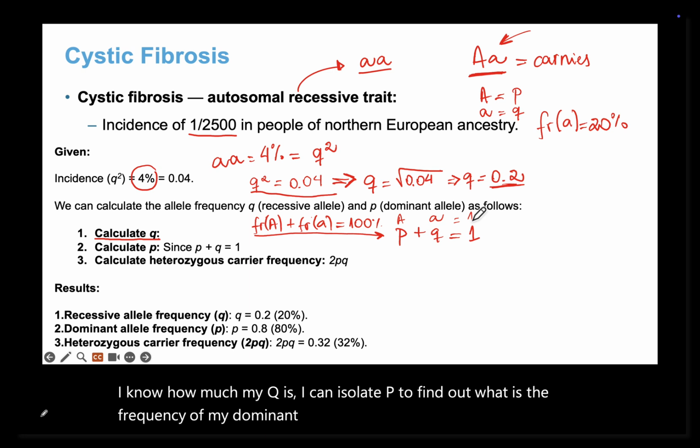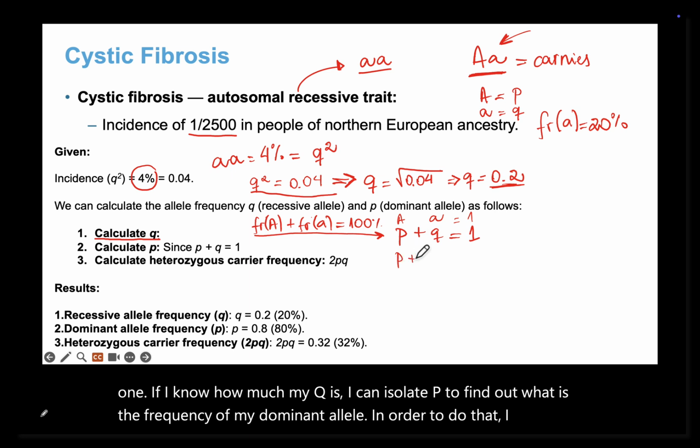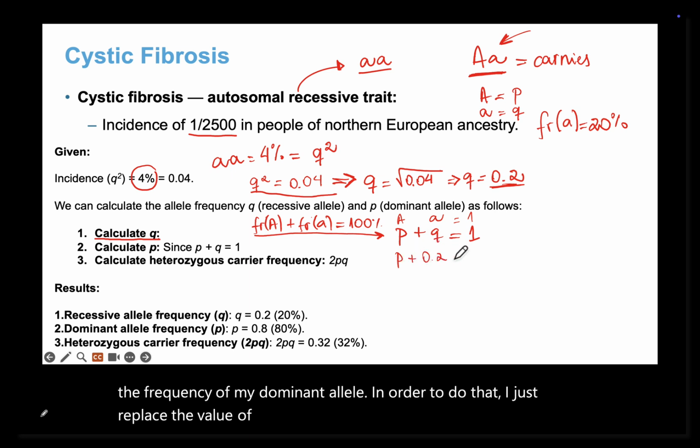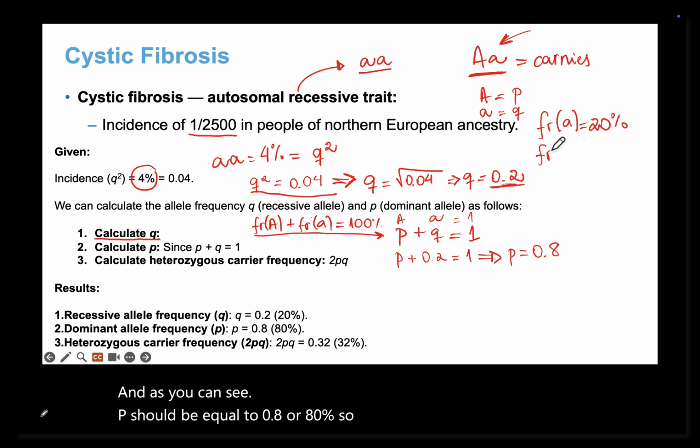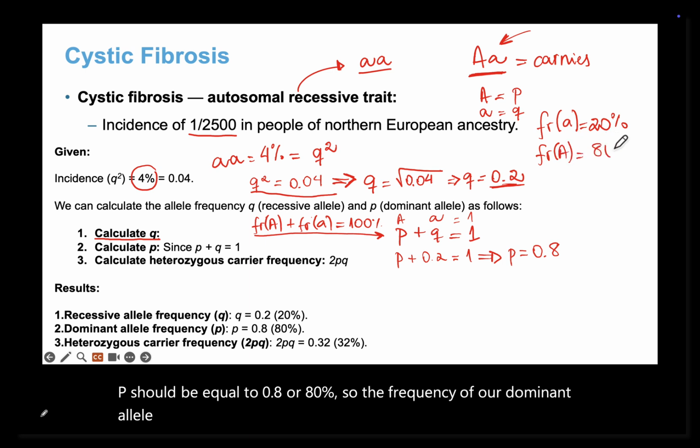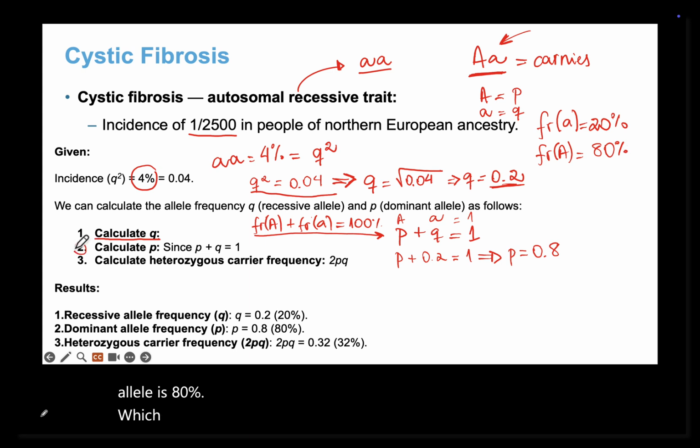In order to do that, I just replace the value of q in my equation, and as you can see, p should be equal to 0.8 or 80%. So the frequency of our dominant allele is 80%, which is the second step now solved. So we solved 1 and 2.